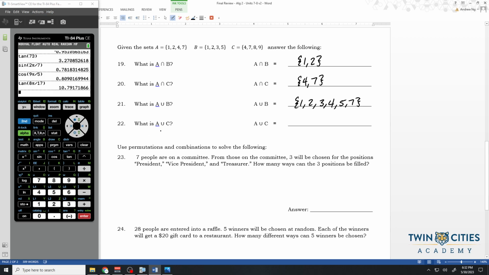And then I'm going to do the same thing for A and C. So A union C. That's 1, 2, 4, 7, and then 4, 7, 8, 9. The 4 and the 7, those do intersect, but I only have to write those once. So the set {1, 2, 4, 7, 8, 9}.